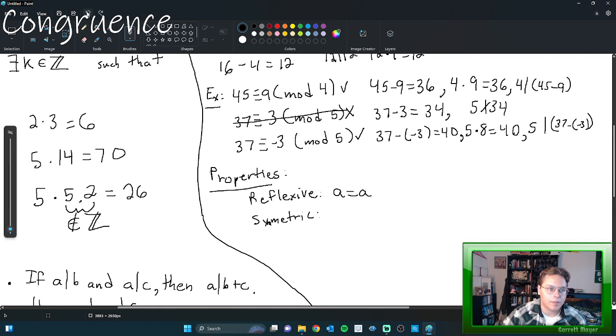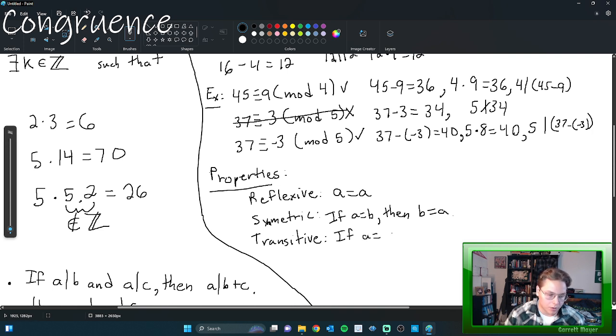Symmetric means that if A equals B, then B equals A. And then finally we have transitive. If A equals B and B equals C, then A equals C. And these are just some facts about equality specifically.